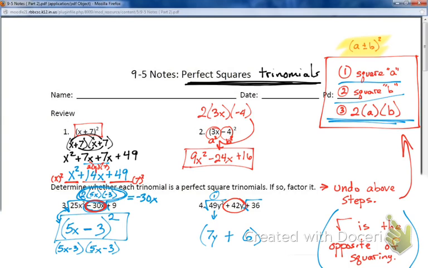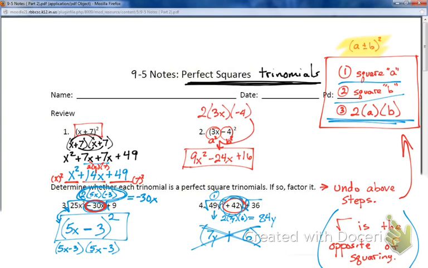In other words, we're saying, is 42y the first piece times the last piece doubled? Is 42y equal to 2 times 7y times 6? Oh, I'm sorry, no. 2 times 7y times 6 is 84y. So 2 times the first piece times the last piece does not give me the middle piece that they have, which means this is not the correct answer, which means I cannot shortcut this problem.